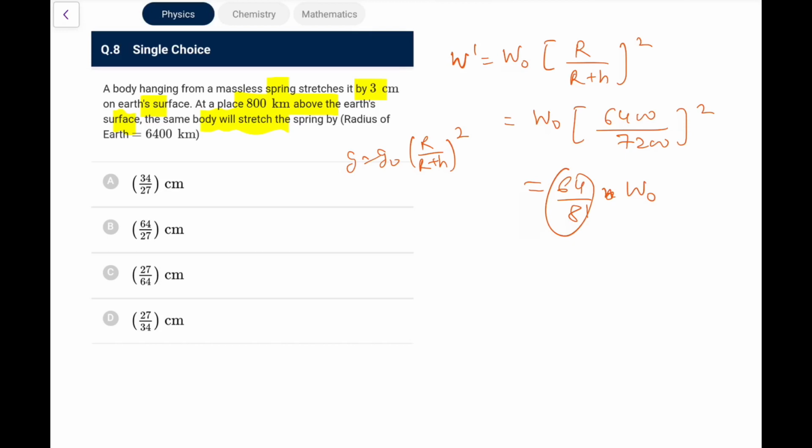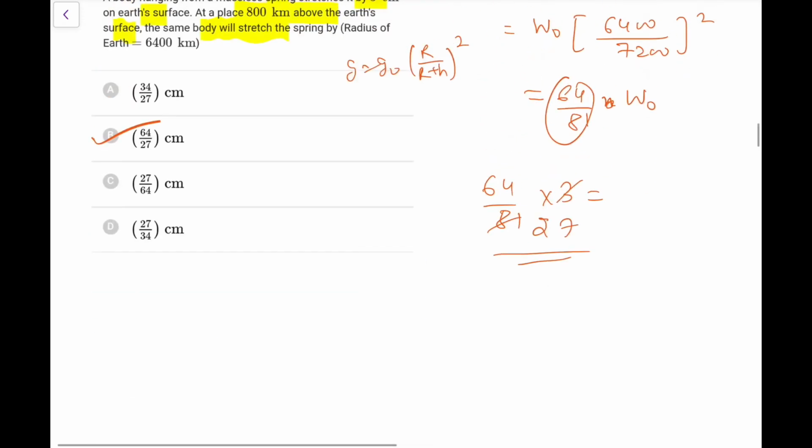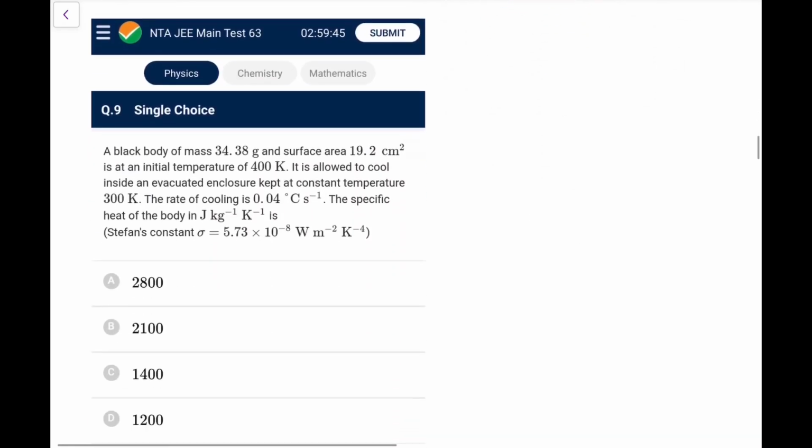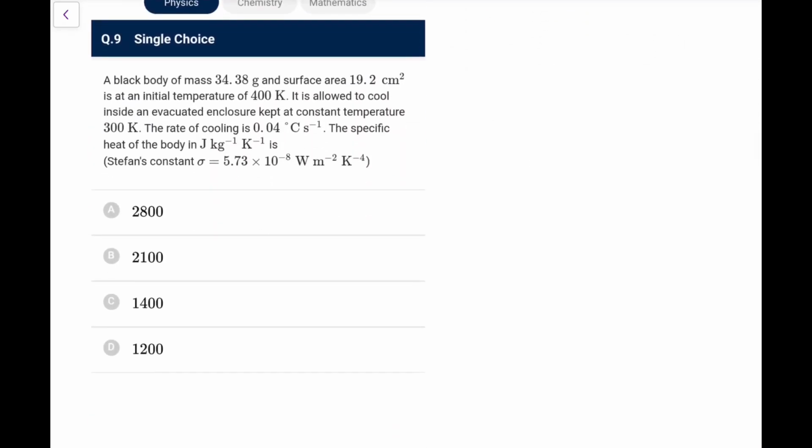So the spring stretch will also reduce, it will become 64 by 81 into 3. So that is 64 by 27 centimeter. So going by the option, it would be option B for sure. So good one, you can do this. Don't do that 1 minus 2h by r, because 800 kilometers is a substantial distance as compared to 6400 kilometers.